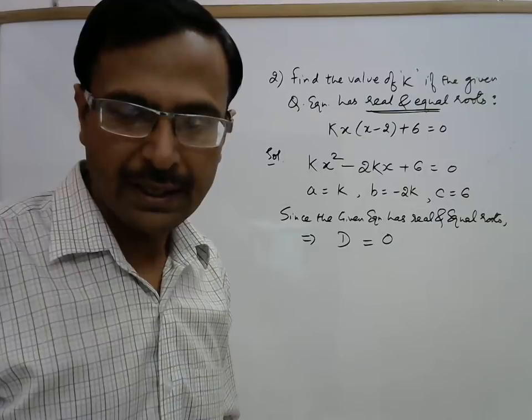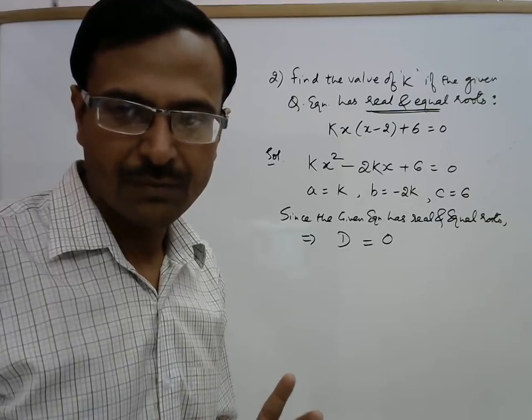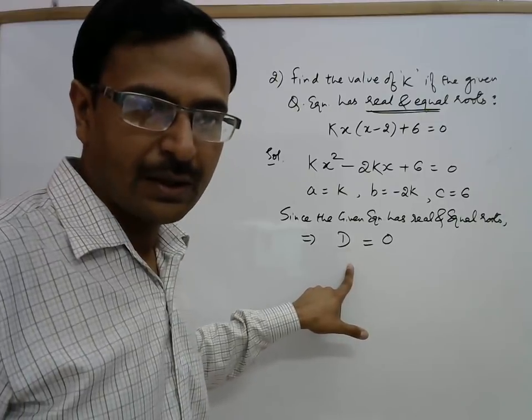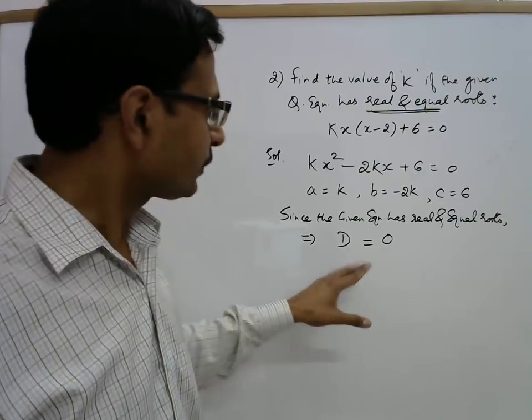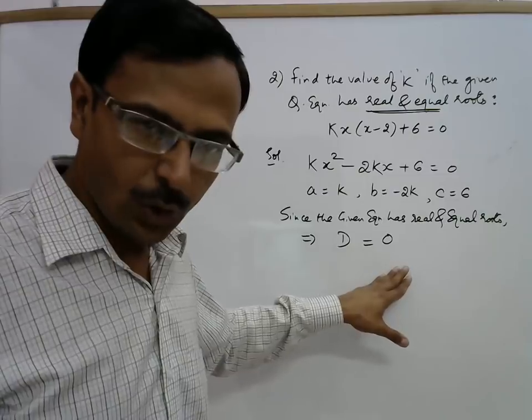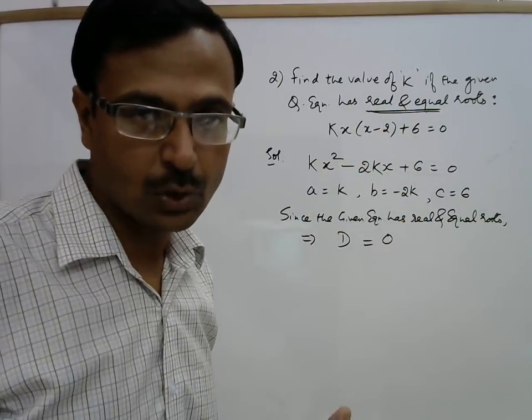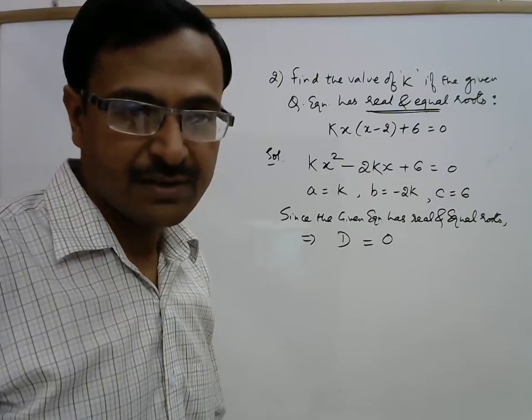So, those who have joined late, after completion of live streaming, just see the concept. This is the concept we are using. In the starting of the video, I told you, discriminant is 0 means real and equal roots. So if you know the condition, only then you will be able to solve this one. Otherwise, it is a waste of time.